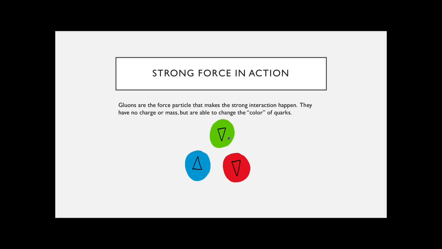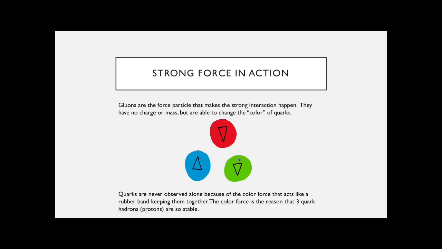As the gluon's in the green, it stays green, but as it leaves, it changes the green to red. And as it enters the next quark, it changes the red to green. This changing of colors is the color force that keeps the atoms together. Quarks are never observed alone because of the color force that acts like a rubber band keeping them together. The color force is the reason that 3-quark hadrons, or protons, are so stable.